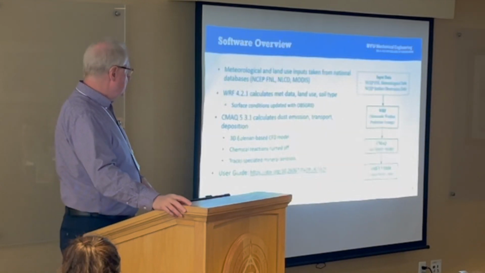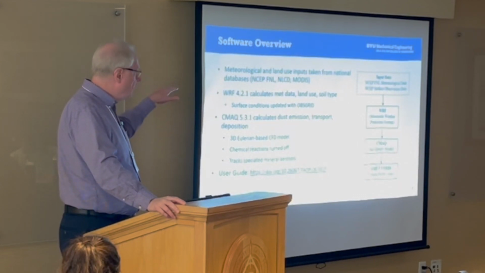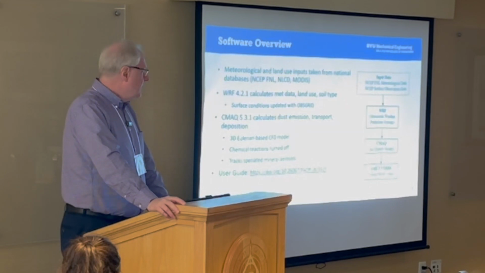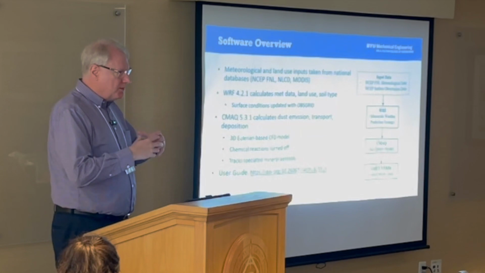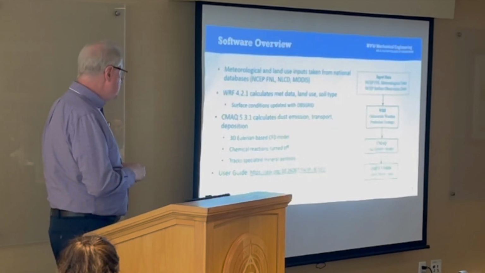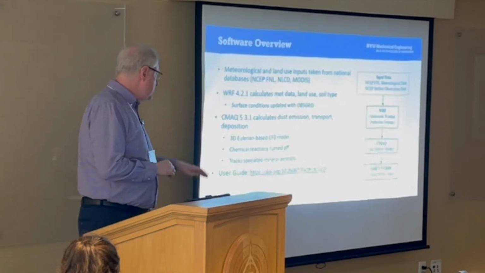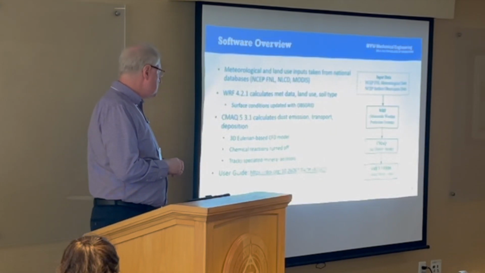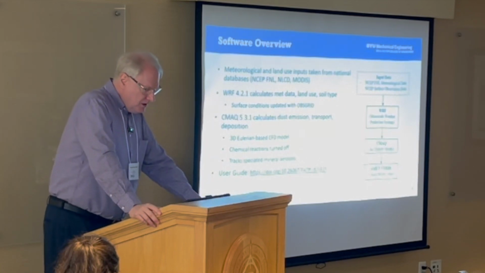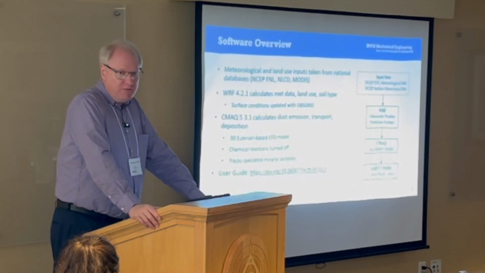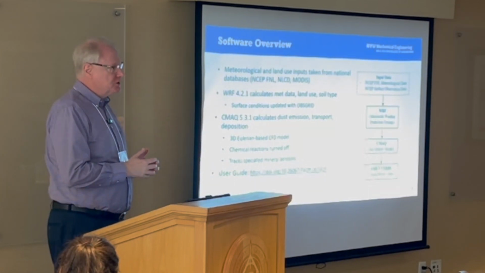I won't go into this in a lot of detail. This is the software framework that we're using. It uses WRF to calculate meteorological conditions and land use. We update that with OBSGrid and some other things to get updated information for snowpack and land properties. CMAQ itself does the dust emission, transport, and deposition. It's a 3D, or Eulerian-based, CFD model. We have turned chemical reactions off. Those of you familiar with CMAQ know it is the EPA standard for doing air quality regulations in the United States.